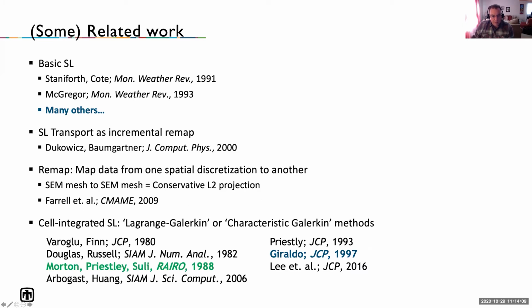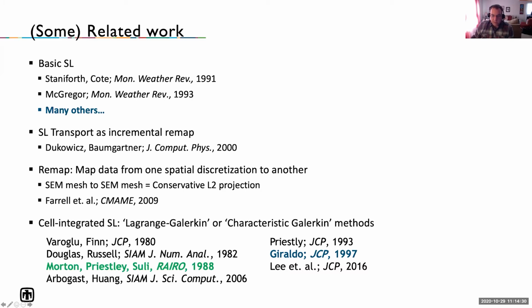And then the specific type of algorithm we use dates back to the 1980s from these two papers. I highlighted Frank Giraldo's work. He actually did the same thing for the sphere in a 1997 paper. He used triangles and had a much harder numerical quadrature problem than we have.